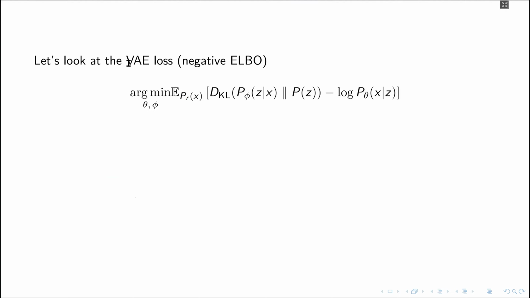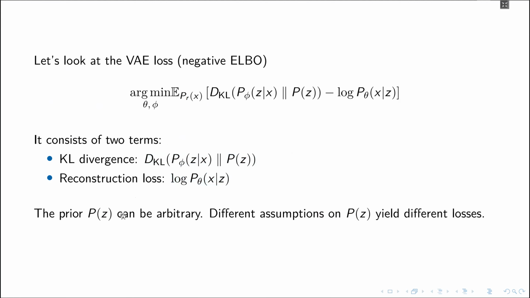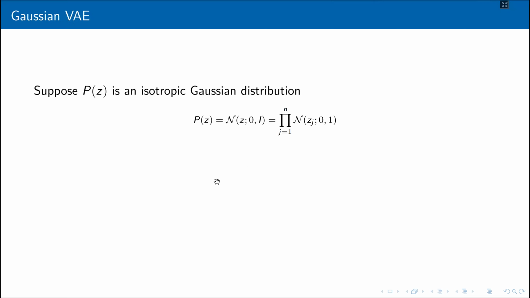Let's look at the VAE loss, or negative ELBO. It consists of two terms. The first term is a KL divergence, and the second term is a reconstruction loss. Actually, the prior P(z) can be arbitrary. So if we have different assumptions on the prior distribution, it can give different losses. Like in the original VAE paper, P(z) is supposed to be an isotropic Gaussian distribution. It's the simplest continuous distribution.